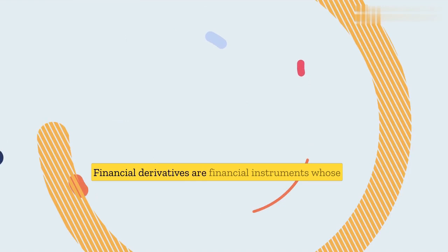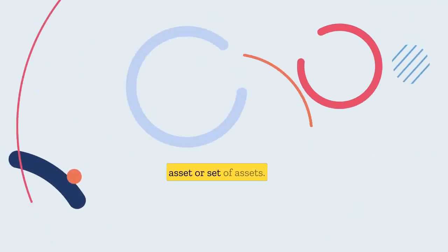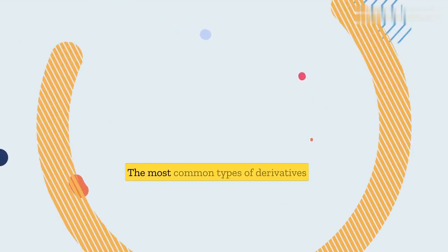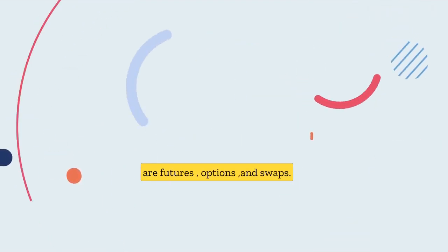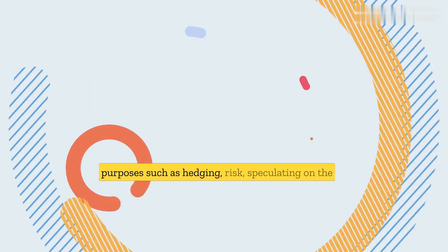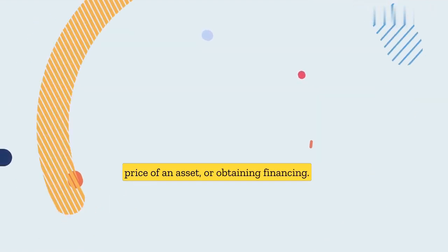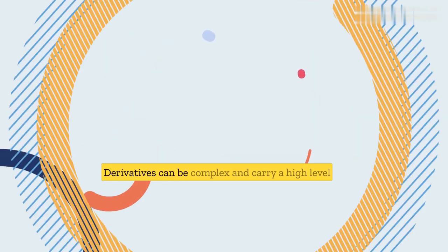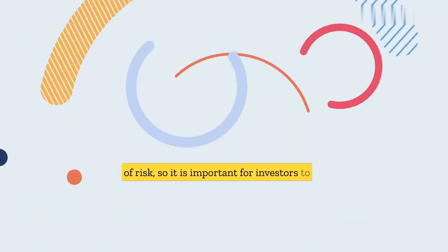Financial derivatives are financial instruments whose value is derived from an underlying asset or set of assets. The most common types of derivatives are futures, options, and swaps. Derivatives can be used for a variety of purposes, such as hedging risk, speculating on the price of an asset, or obtaining financing. Derivatives can be complex and carry a high level of risk, so it is important for investors to understand how they work before using them.